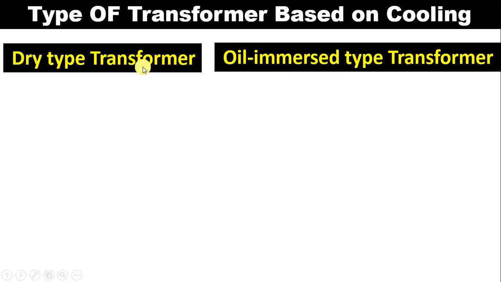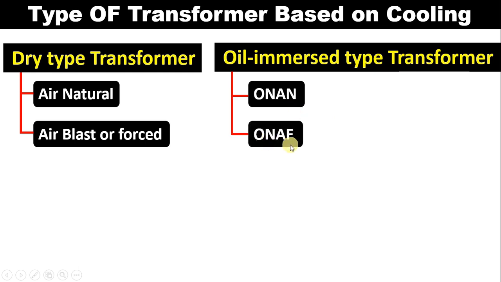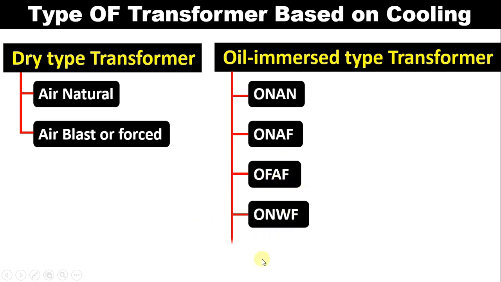Now this dry type of transformer is also made in two types. First is air natural type and second is air blast type. Similarly, this oil type of transformer is also made in 5 types. First is ONAN, second is ONAF, third is OFAF, fourth is ONWF, and finally, the last type is OFWF. So we can say that for cooling, we design transformers in 7 ways. Okay then, let's understand all these one by one.